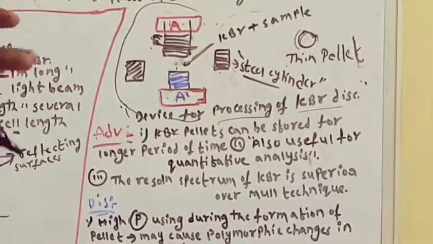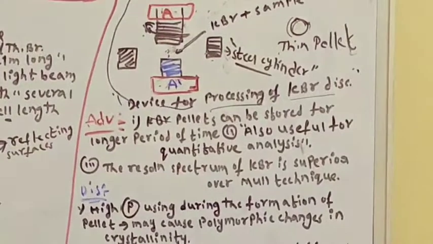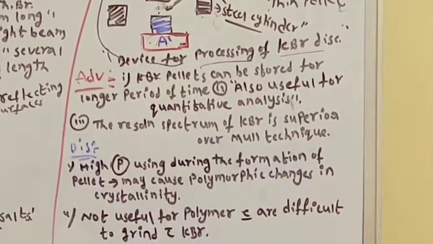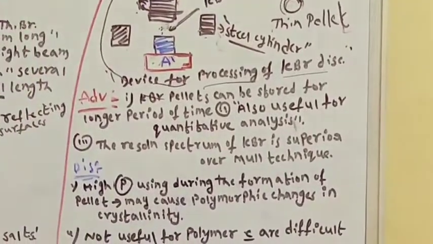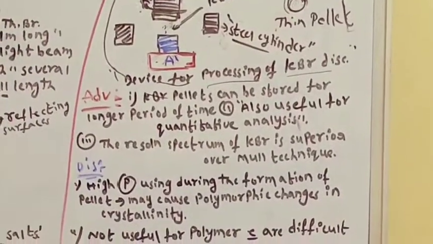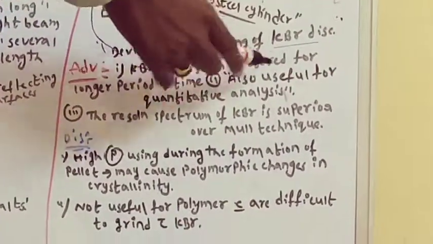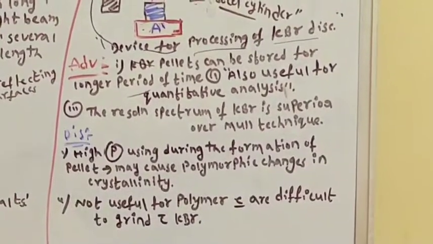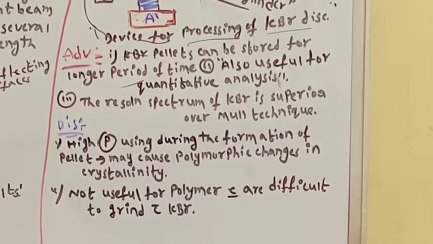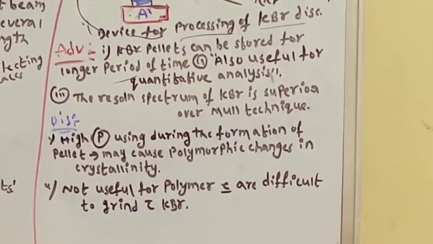Then what are the advantages of the pressed pellet technique? This is the most important technique for analysis of solids by IR spectroscopy. What are the advantages? Why do we use KBr instead of other compounds? A KBr pellet can be stored for a longer period of time. It gives stability to the sample. Here the sample cannot be degraded by moisture.